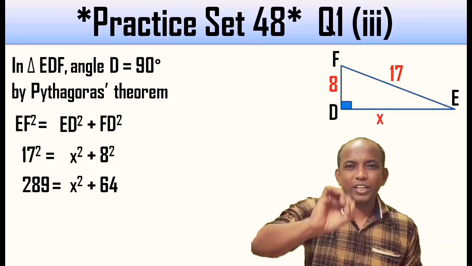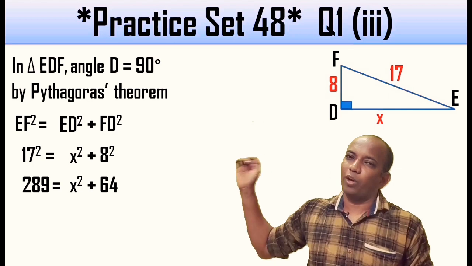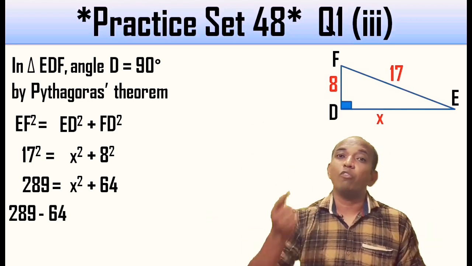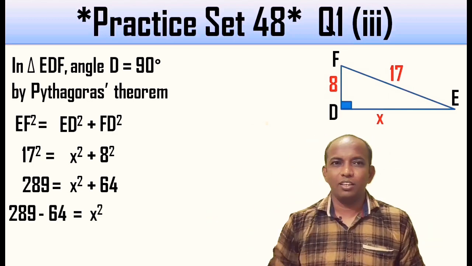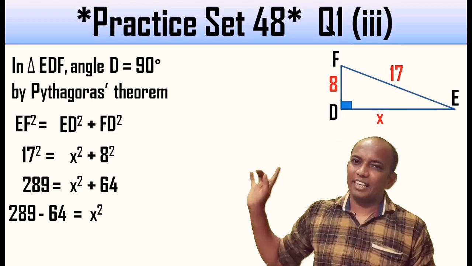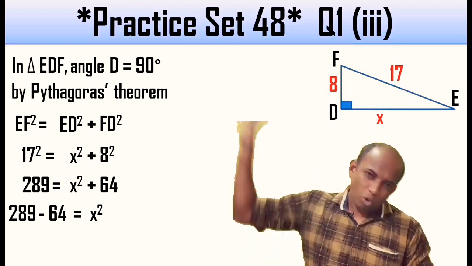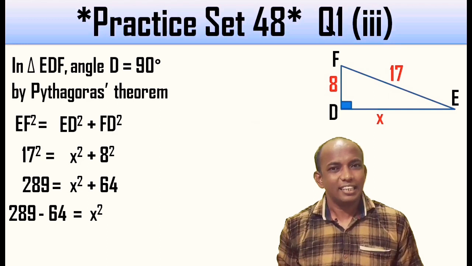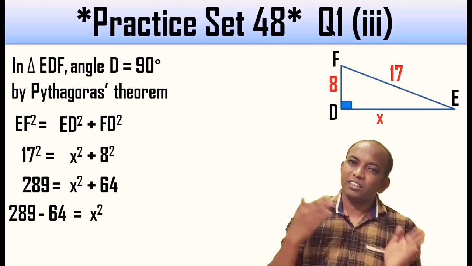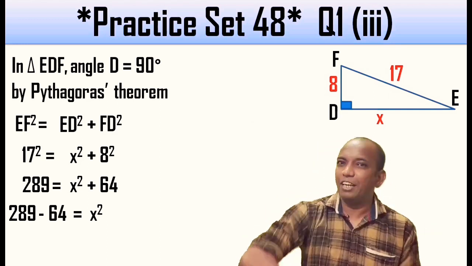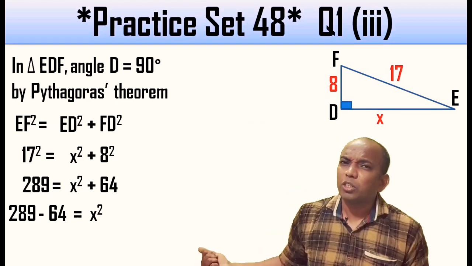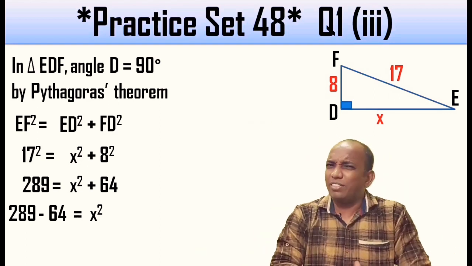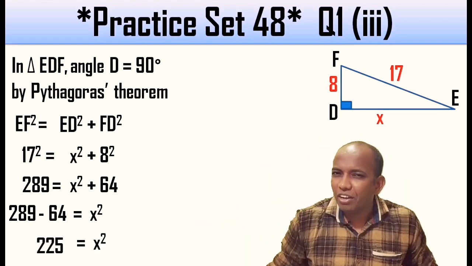What we have, 289 minus 64 equal to x square, and I have already explained you why we go for subtraction. 64 on the right hand side is positive. The moment it crosses the equality, we have to change the sign, and that sign is nothing but the subtraction, right? I mean to say negative sign. The moment you carry out the subtraction, we get the answer 225, and that makes 225 equal to x square.